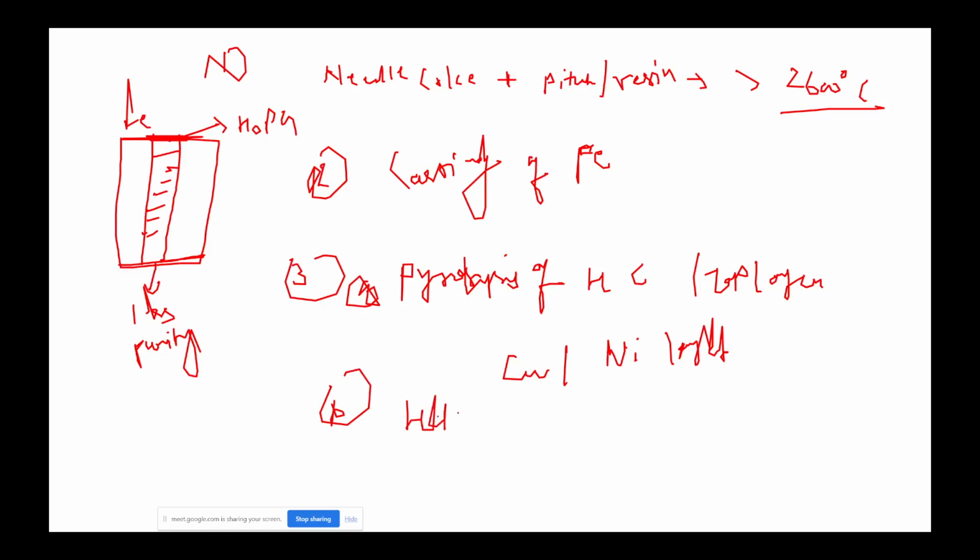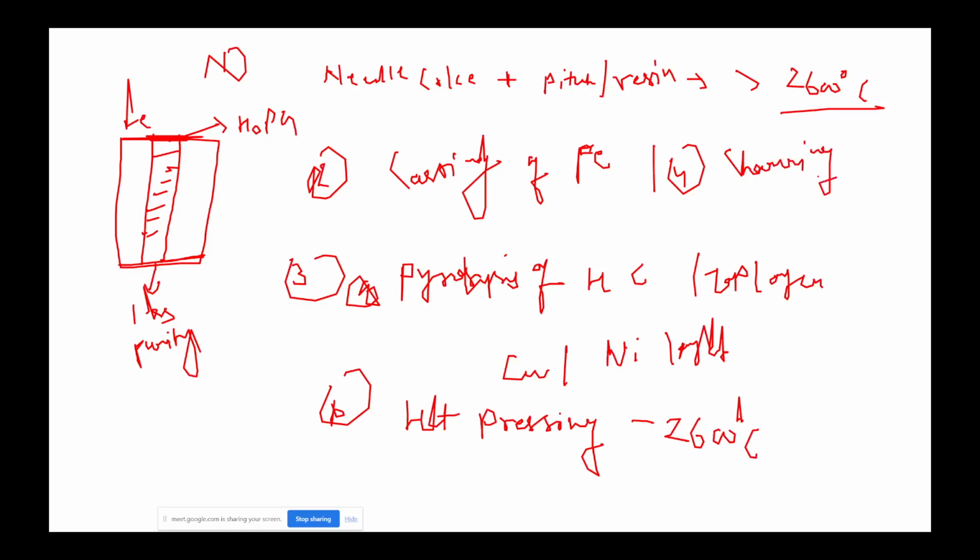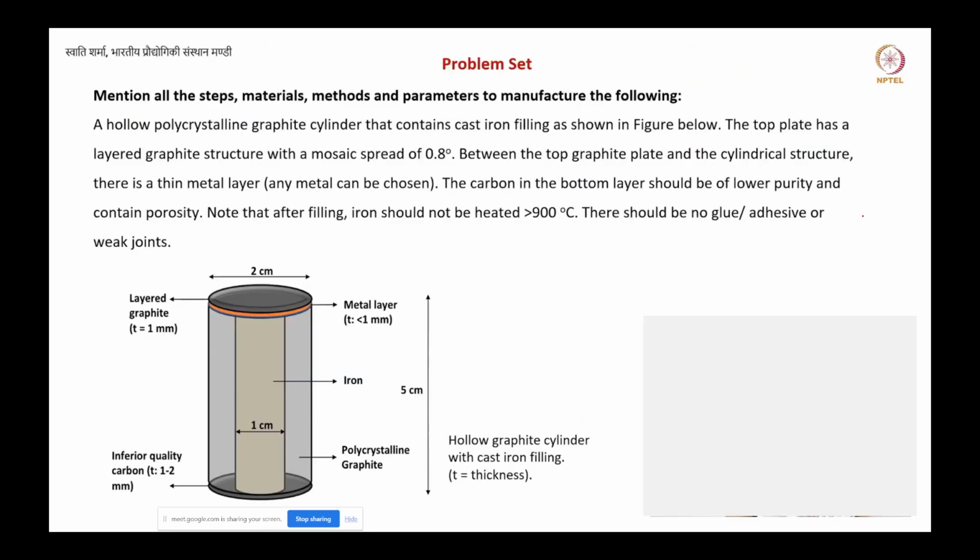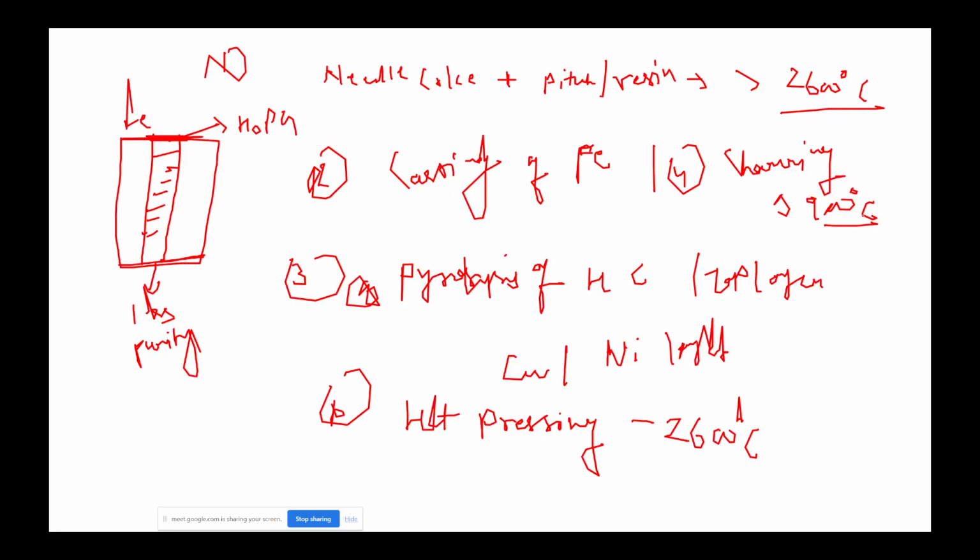For B you can opt for hot pressing, and here also you will require 2600 degrees centigrade. With any polymer you can do some curing process, and here the temperature required is 900 degrees centigrade, and you can mix it with any polymer. So there are all these steps, materials, methods and parameters to manufacture the following.